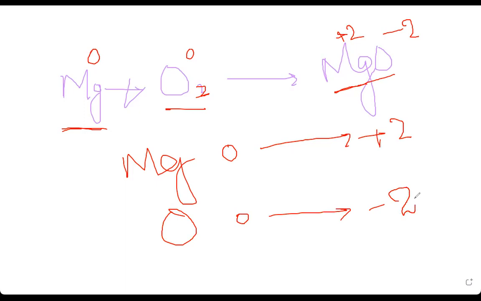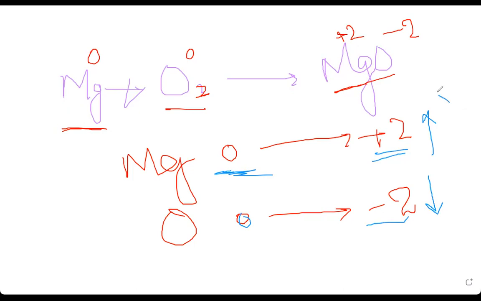Is there any confusion till now? No, Miss. Okay, so see, magnesium goes from 0 to +2. The oxidation state is increasing. This is the oxidation state of magnesium before the reaction, and after the reaction it is +2. For oxygen, the oxidation state was 0 before the reaction, but after the reaction it is -2. The oxidation state is decreasing.